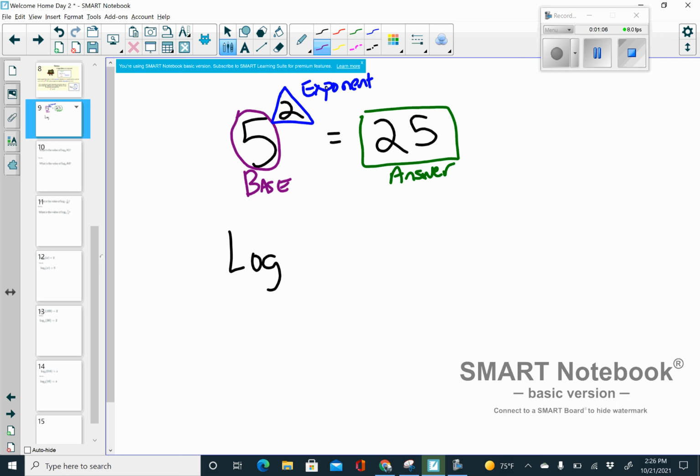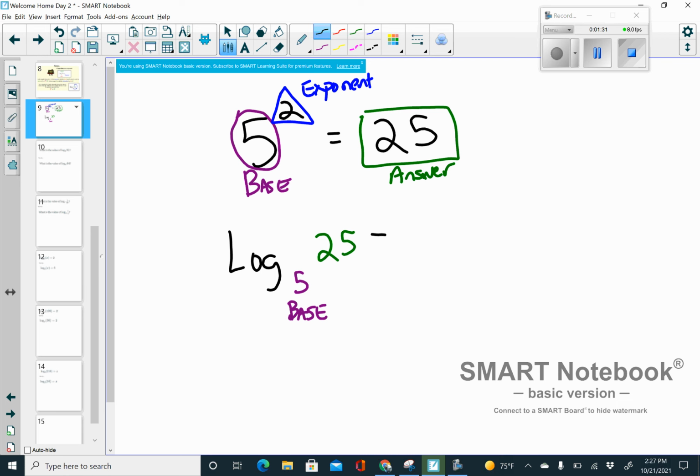So the first thing we're going to do is, after the word log, you want to put the base down. So here, as you can see, the base is 5, so the base goes on the bottom. Here's my base. We're just going to put it in a different order. The next thing that you're going to put after the base, which is a little bit lower than the G, is you're going to put the answer. So the answer here is 25, so you're going to put the 25 next.